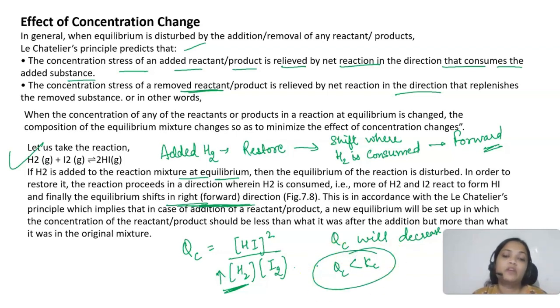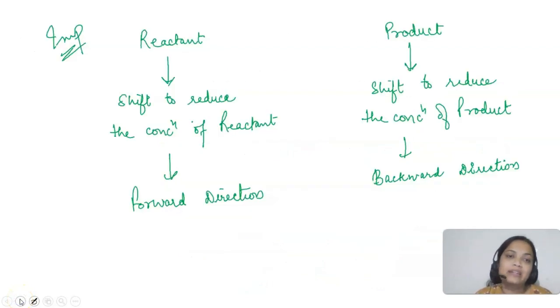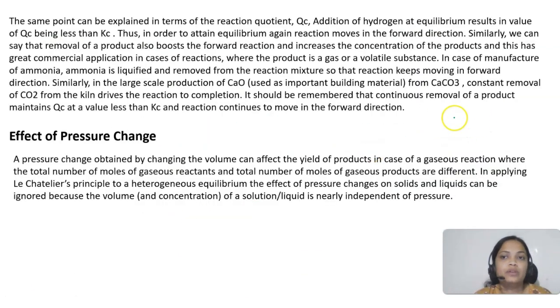Okay, so earlier Qc was equal to the equilibrium constant, now Qc is less than the equilibrium constant. If Qc is less than the equilibrium constant, you know what will happen? The system will shift in the forward direction, because it would like to be equal to Kc, and when will that happen? If the product concentration increases, meaning it will shift in the forward direction. That's what we have just discussed. So according to Le Chatelier's principle, or according to Qc also, you can tell this.